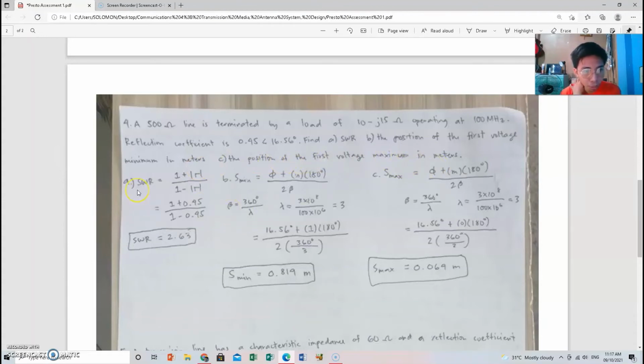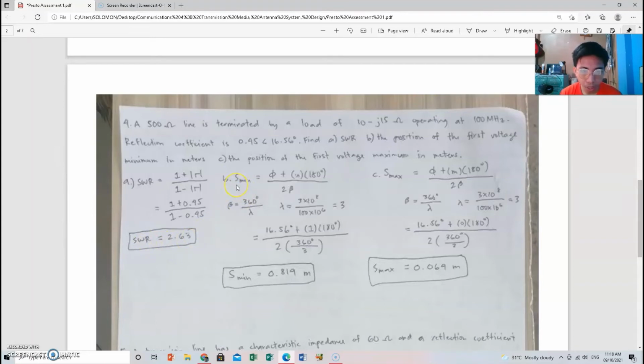So to solve for the standing wave ratio, that is equal to 1 plus the absolute value of the voltage reflection coefficient, all over 1 minus the absolute value of the voltage reflection coefficient. The voltage reflection coefficient is 0.45. So simply input: SWR will be equal to 1 plus 0.45 over 1 minus 0.45. Calculating this, we have the standing wave ratio equal to 2.63.